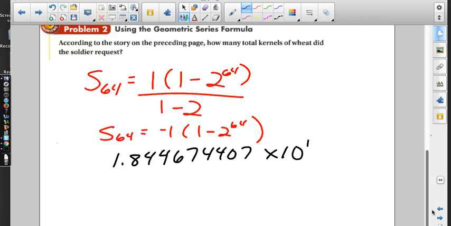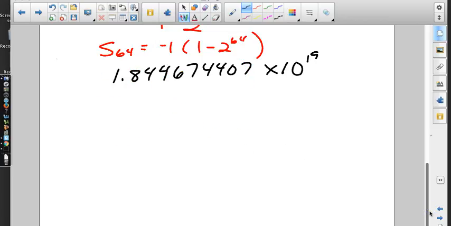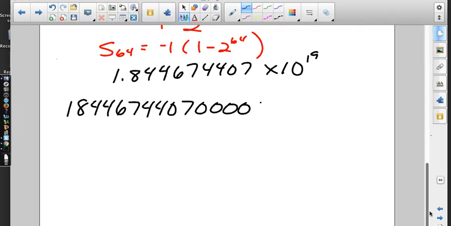Let's put the zeros on like we're supposed to. Let's just say we wanted to know how many total kernels of wheat this is. Well, let's see. Got to move that decimal over 19 places. 1, 2, 3, 4, 5, 6, 7, 8, 9, 10, 11, 12, 13, 14, 15, 16, 17, 18, 19. Sounds like a lot of kernels of wheat, but wheat kernels are teeny.